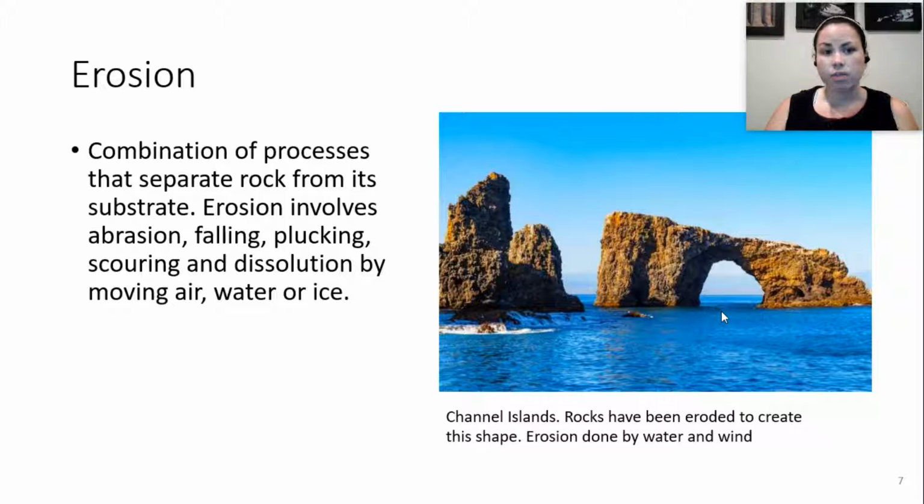And then erosion involves things like abrasion, falling, plucking, scouring, dissolution, or even just straight up moving sediment by air, water, or ice. An example of this is out at Anacapa Island, at the Channel Islands, where the waves and the ocean has eroded away these rocks, and it creates these interesting shapes that we have today. So some of these are created by wave action, and some are also created by wind.